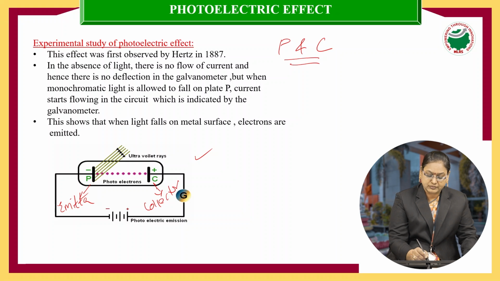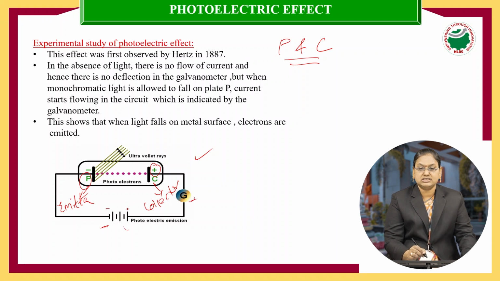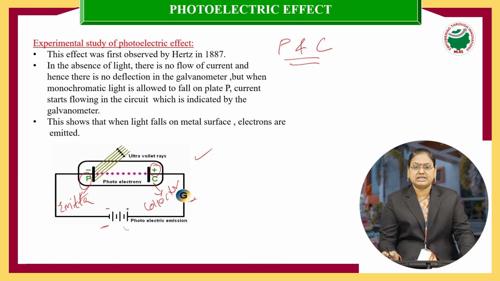So C is nothing but the positively charged anode and P is the negatively charged cathode. The plate P is connected to the negative terminal of the battery and plate C is connected to the positive terminal of the battery through galvanometer G. So this is the experimental setup.